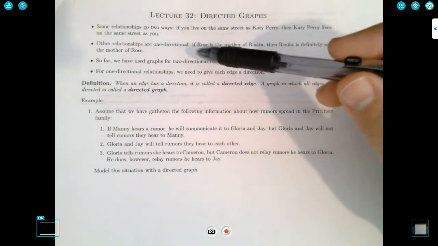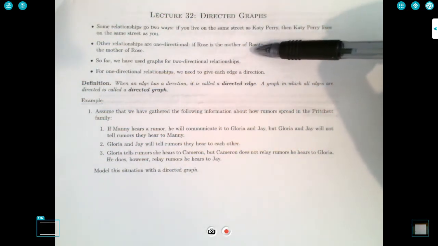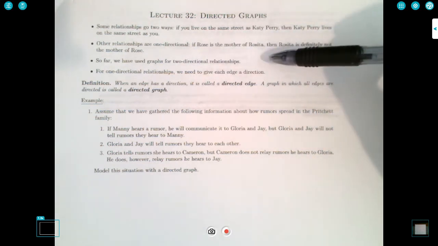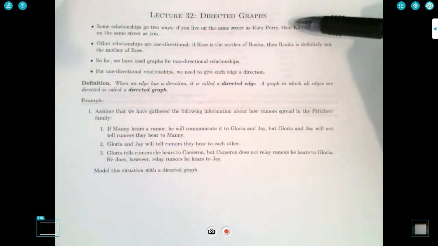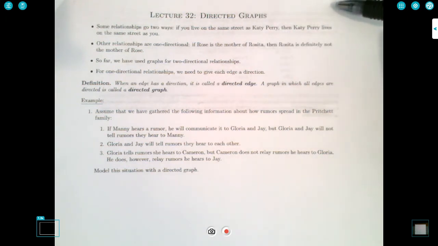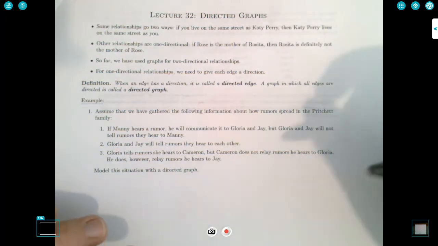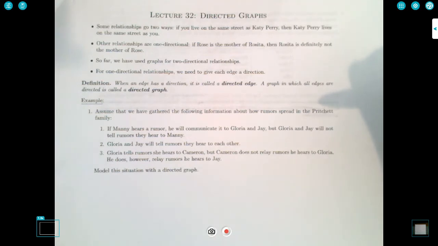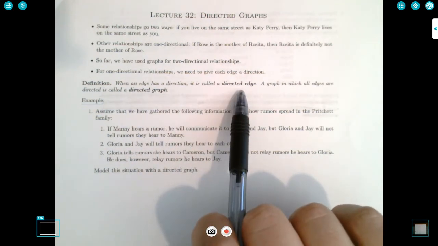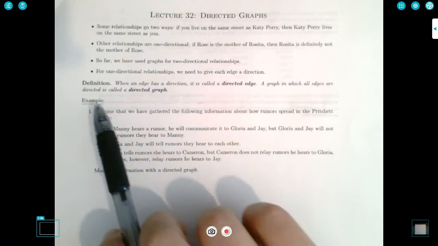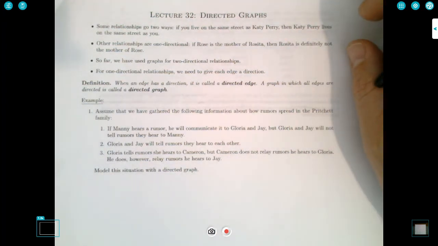So far we've used graphs for two-dimensional relationships. For one-directional relationships, we need to give each edge a direction. So with two-directional relationships, it's easy because you just draw an edge and it's assumed that you could go in either direction along the edge. If the relationship is one-directional, however, then you need to state which direction you're allowed to move in as you traverse the edge. So when an edge has a direction, it's called a directed edge. And a graph in which all edges are directed is called a directed graph.